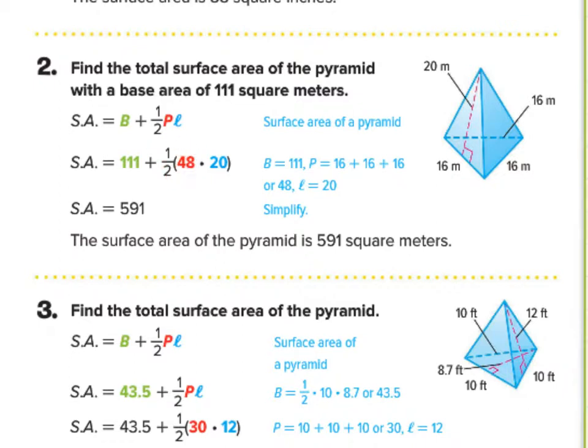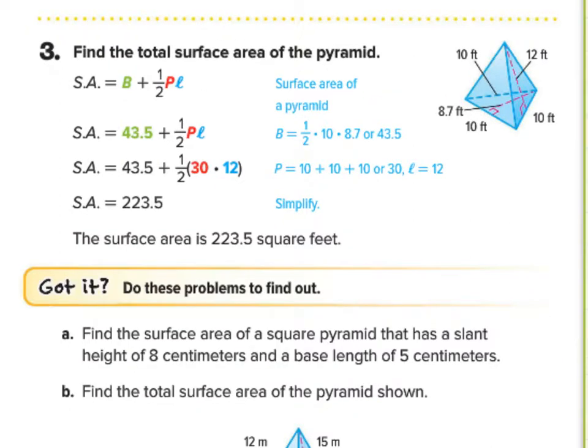And I get 24 times 20 plus 111 is 591. And now we have another triangular pyramid for example 3, but this time we're not given the area of the base, but we are given the dimensions, where we see we have a height for the triangular base right here of 8.7 and a base of 10.